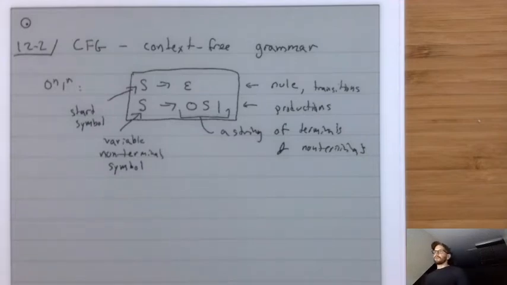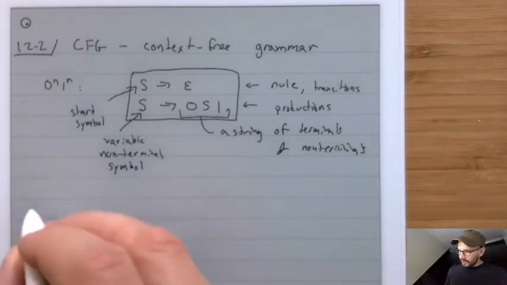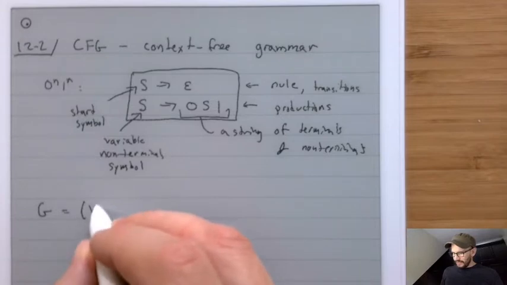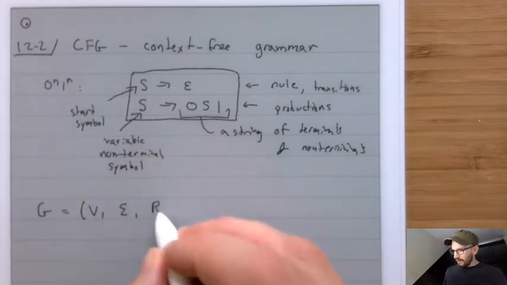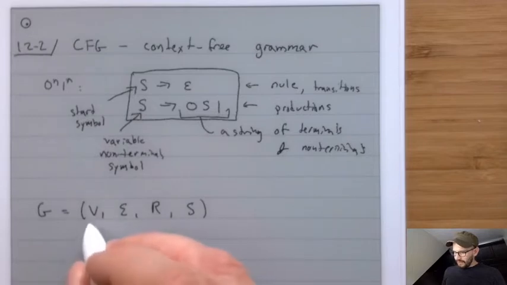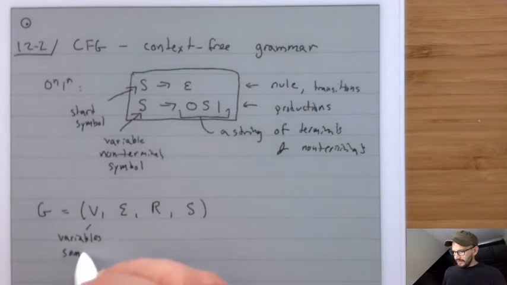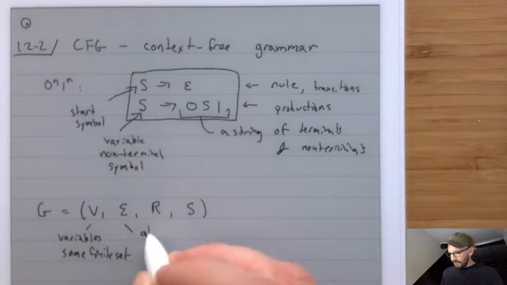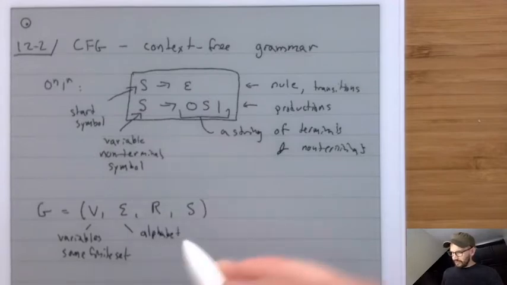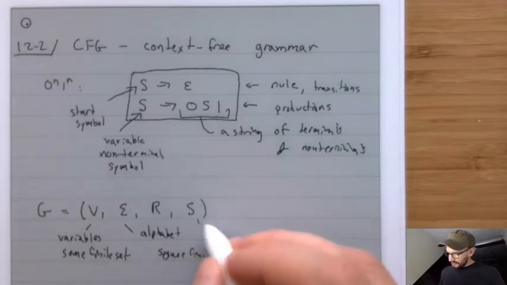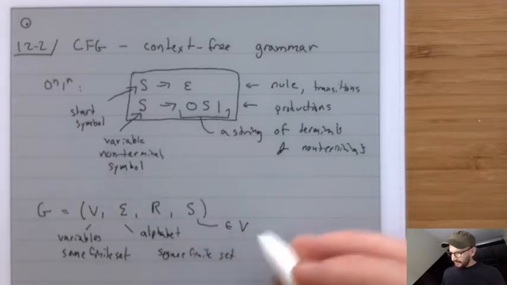Now, if we wanted to be formal about what each one of the pieces are, a context-free grammar, G, is made up of 4 pieces: V, sigma, R, and S. V are the variables, and they are some finite set. Sigma is the alphabet, i.e. the terminals, and it's some finite set. S is inside of V. It's the start symbol.